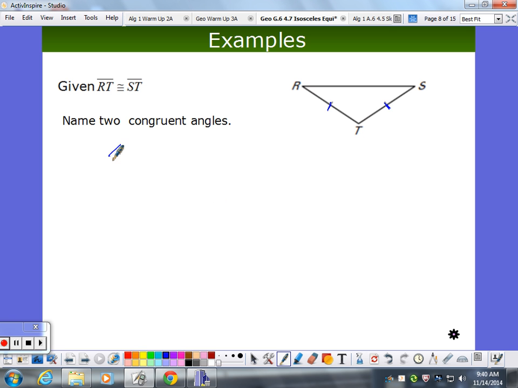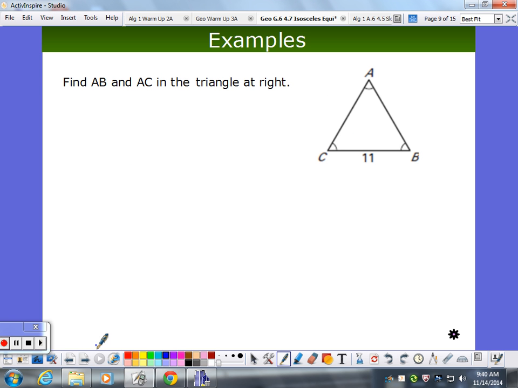Abby? Angle R and Y. Because we're using the base angle theorem. Okay? And yeah, simple one, but just to make sure we get that, we'll find the theorem right.